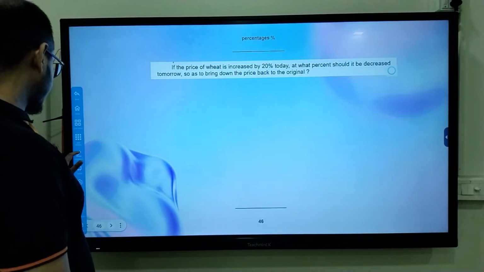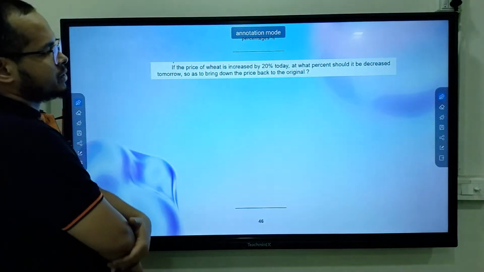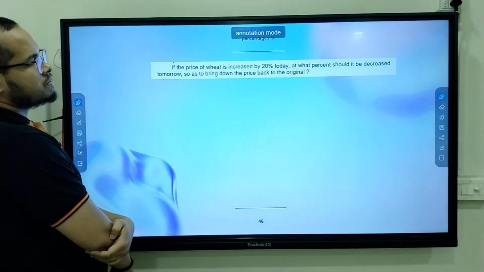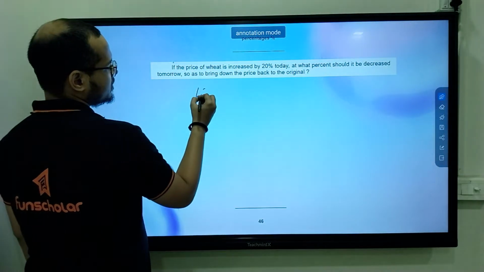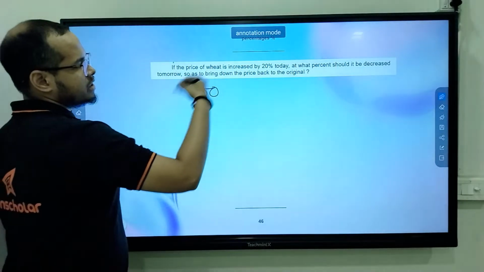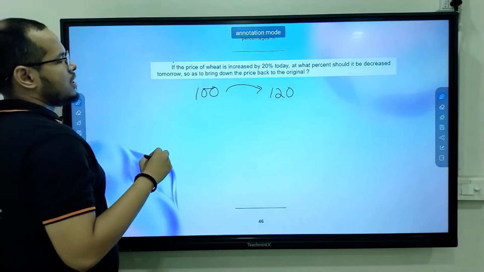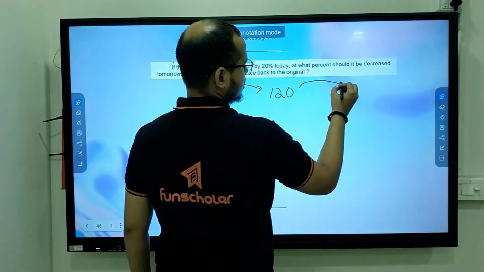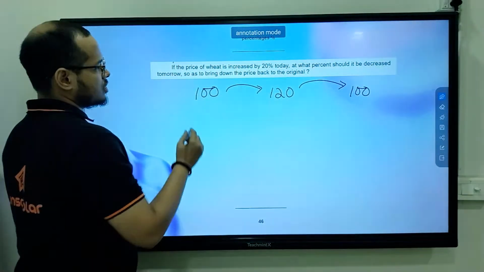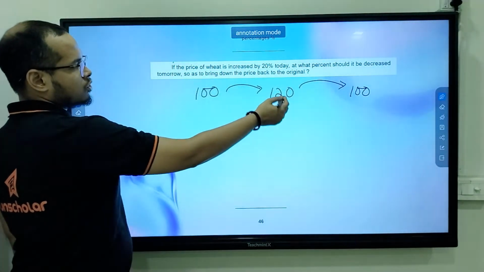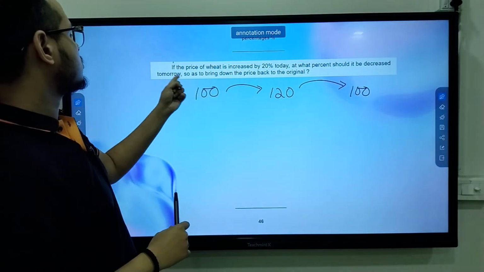Next question. If the price of wheat is increased by 20% today, by what percent should it be decreased tomorrow so as to bring the price back to the original? See, price of wheat, let it be 100. Increased to 120 today. Now I have to bring it from 120 back to 100. This is a decrease, right?